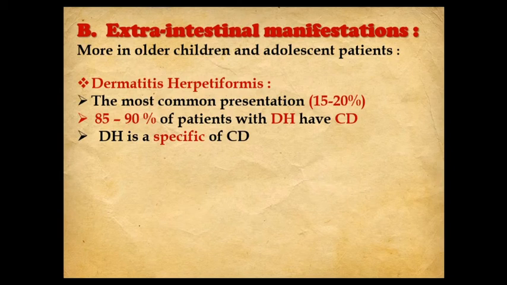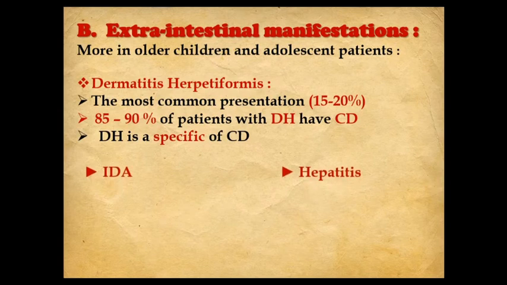So, for us as pediatricians, we can find dermatitis herpetiformis in about 15 to 20% of patients with celiac disease. But for the dermatologist, if they notice a patient with dermatitis herpetiformis as the primary presentation, they should think that in 85 to 90% of them, they have celiac disease, and the primary or underlying problem should be searched. So that's why dermatitis herpetiformis is specific for celiac disease.